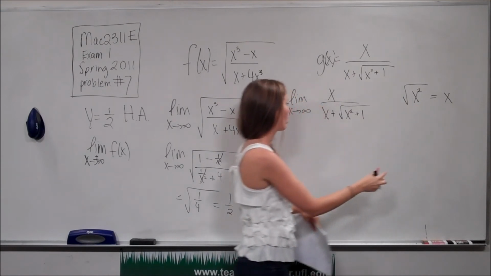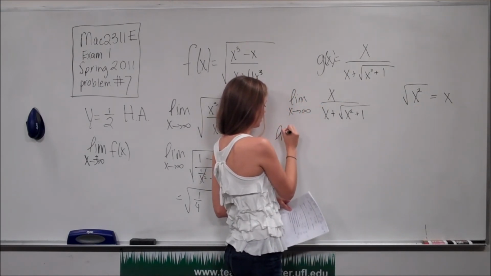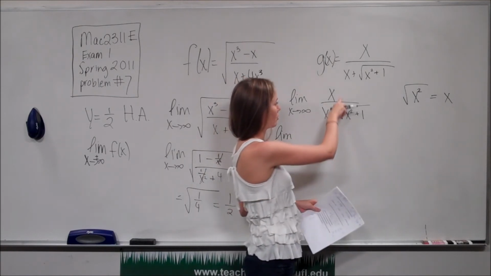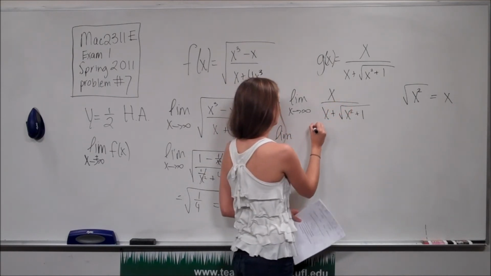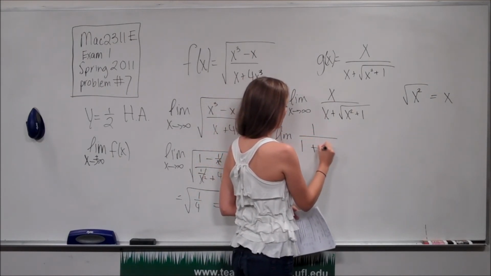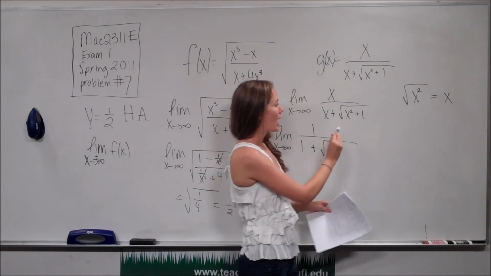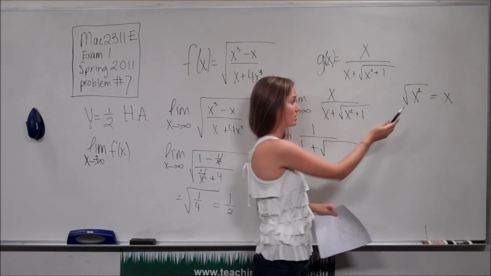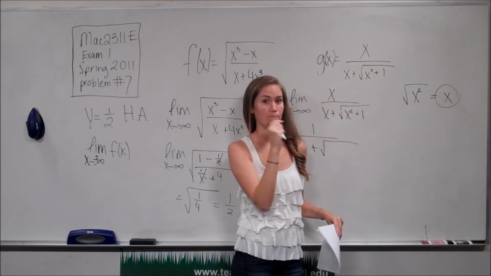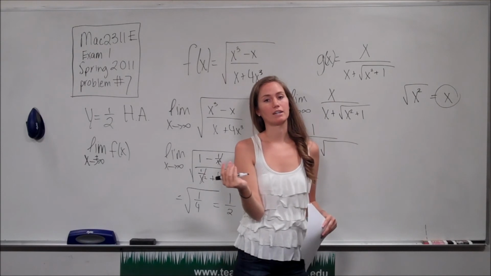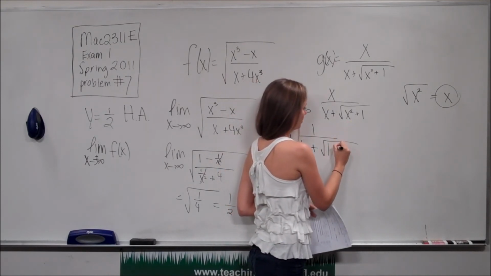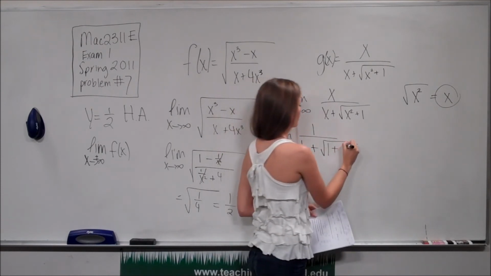When we divide by an x and put it inside the square root, we have to divide by an x squared, because if we have an x outside of the square root, then inside the square root it's an x squared. So the limit as x approaches infinity becomes: x divided by x, which is 1, over x divided by x, which is 1 again, plus the square root of x squared over x squared, which is 1, plus 1 over x squared.